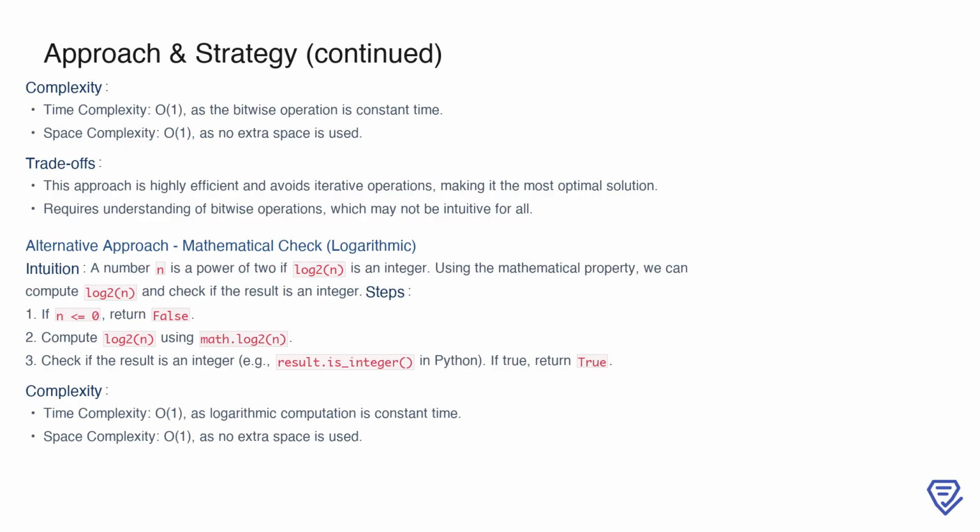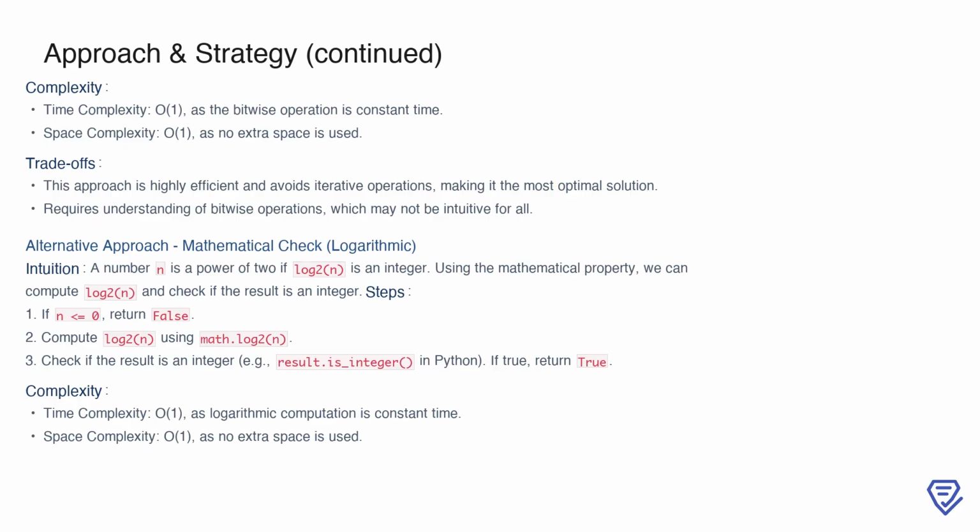Another method we explored is the mathematical approach using logarithms. Here, the idea is to calculate the base 2 logarithm of the number. If the result is an integer, the number is a power of 2. This utilizes the property that powers of 2 have whole number logarithms in base 2. The steps are straightforward: check if the number is positive, compute the logarithm, and verify if it's an integer.